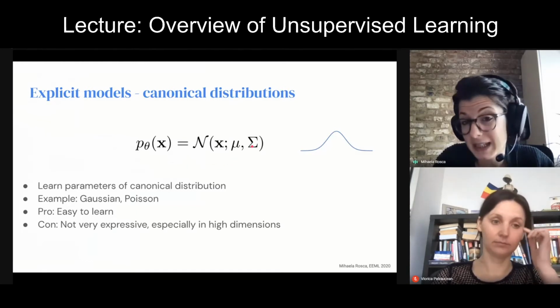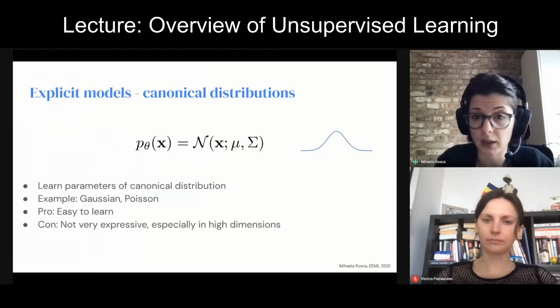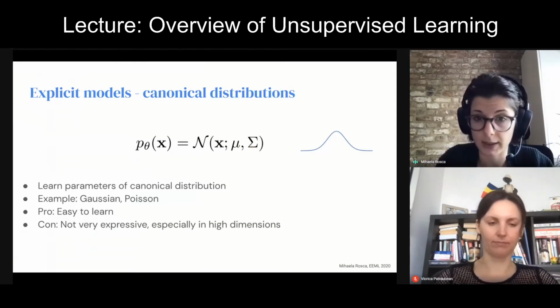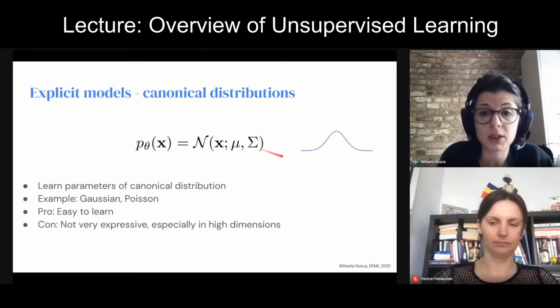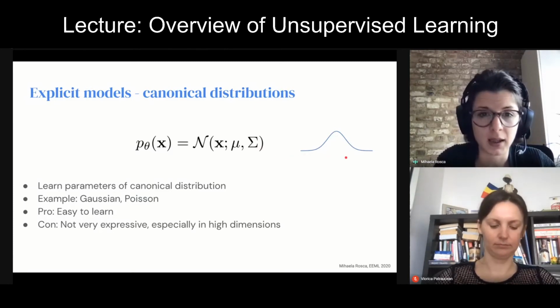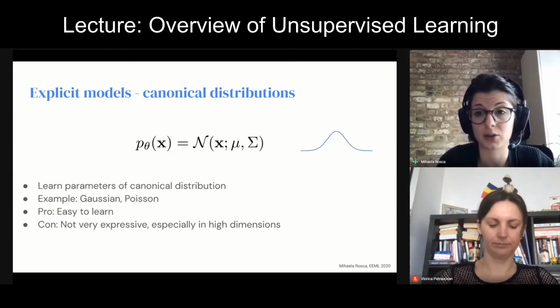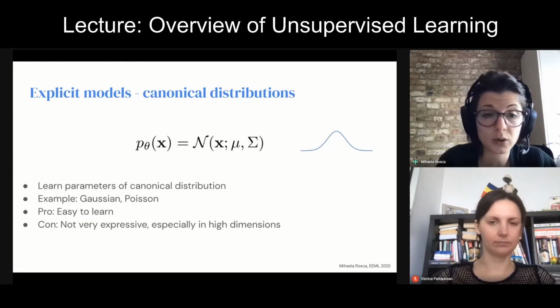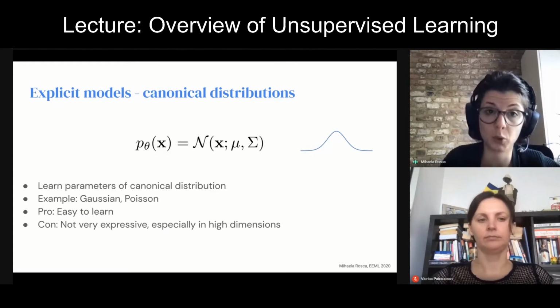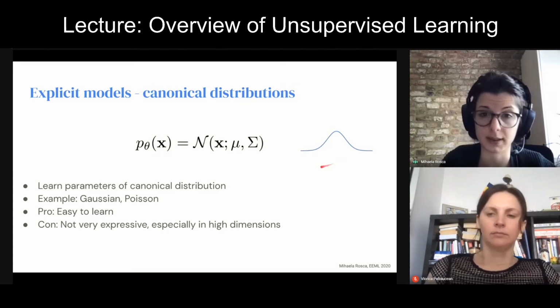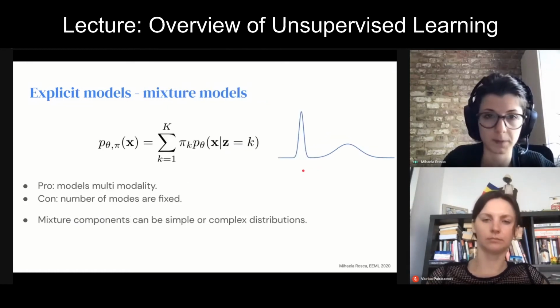This is nice because it's easy to learn. So for maximum likelihood, we have closed form solutions. That's quite nice. But we already saw a problem with it not being expressive enough in 1D. In multiple dimensions, certainly if we talk about images, images are not Gaussian distributions. So we want to build more and more expressive distributions that go beyond the simple canonical distributions.